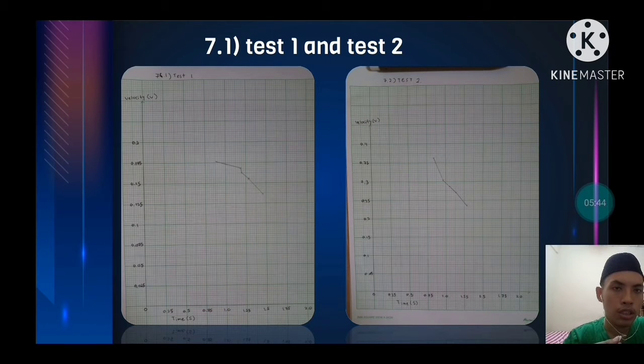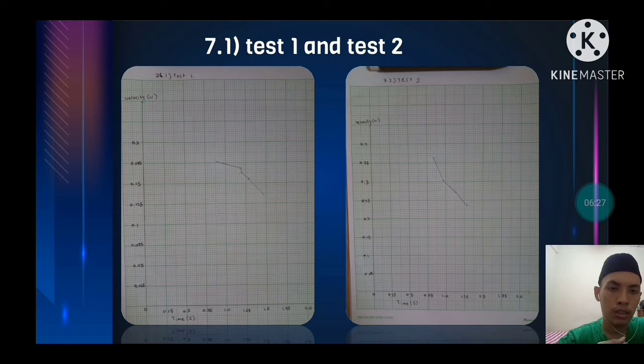And then we go to the result for T1, test 1 and test 2. At test 1, we can see the difference between the two graphs is the height. When the height is increased, the velocity will decrease rapidly because the gravity force is increased.